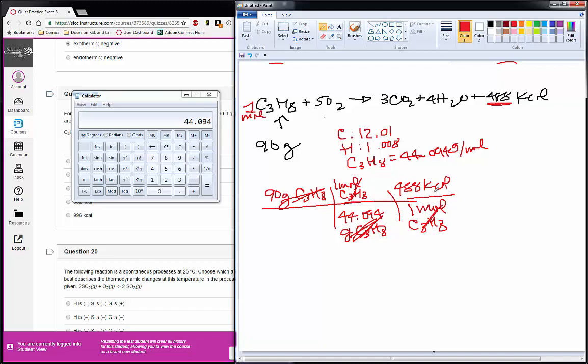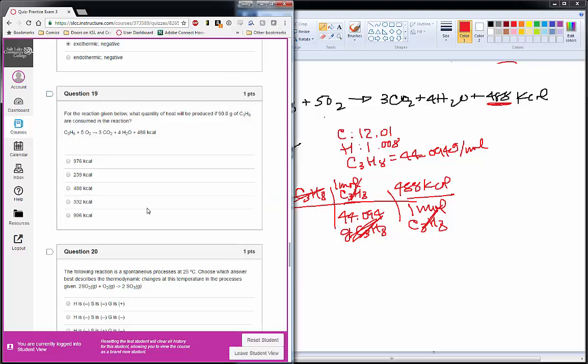Let's cancel. We can plug this in. 90 grams divided by 44.094 grams in a mole. Multiply that by 488 kcals in a mole, and I get 996 kcals will be produced.